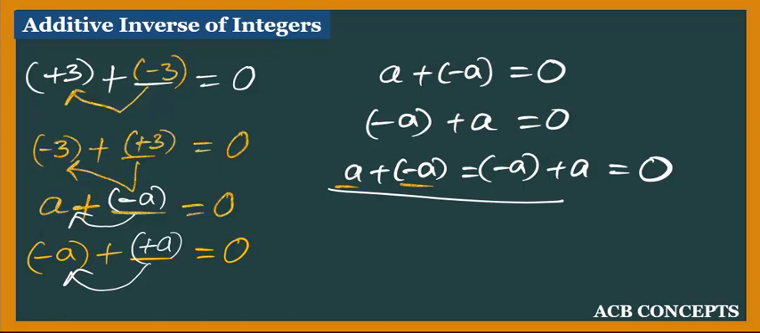Additive inverse exists for the integers. Additive inverse exists for integers, but additive inverse does not exist for whole numbers.